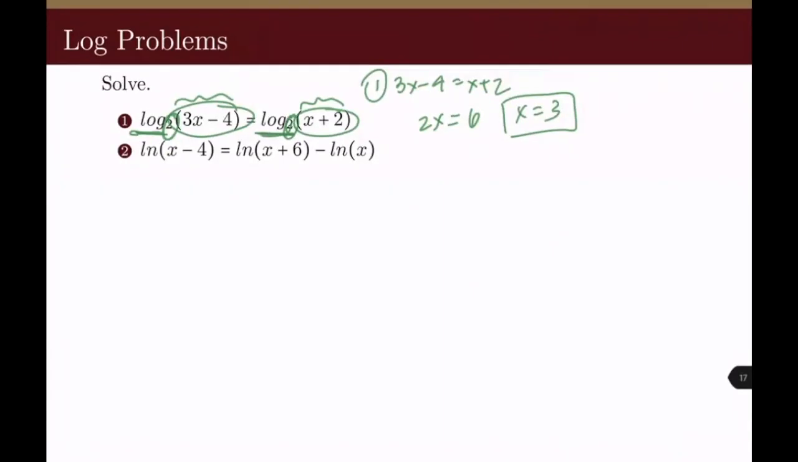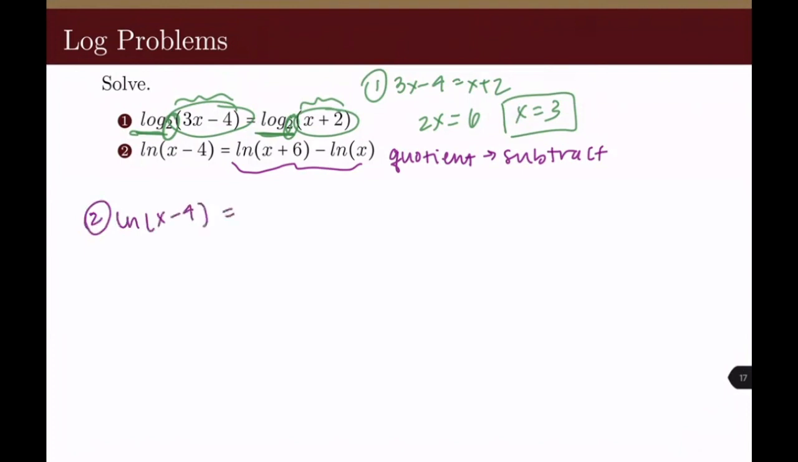So the first thing we're going to need to do here is realize that we need to combine these using our quotient subtraction thing from log properties. So when they're subtracted, we can divide them. So this is going to be ln of x minus 4 equals ln of x plus 6 divided by x, right? From the log properties table. So now we can ditch the ln's and we can say this means x minus 4 equals x plus 6 divided by x.